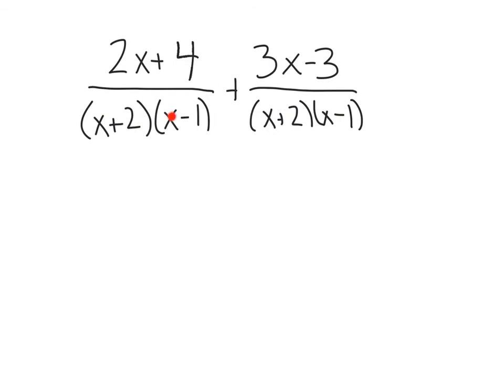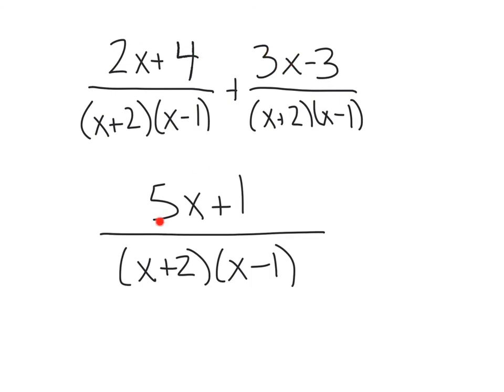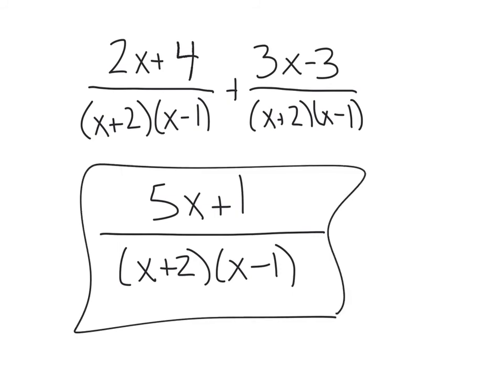Now that we've got common denominators, all we need to do is go ahead and add the numerators. That'll be 2x plus 3x, 5x, and 4 minus 3, so 5x plus 1, all over our common denominator x plus 2, x minus 1. And since nothing can factor or cancel, we're done.